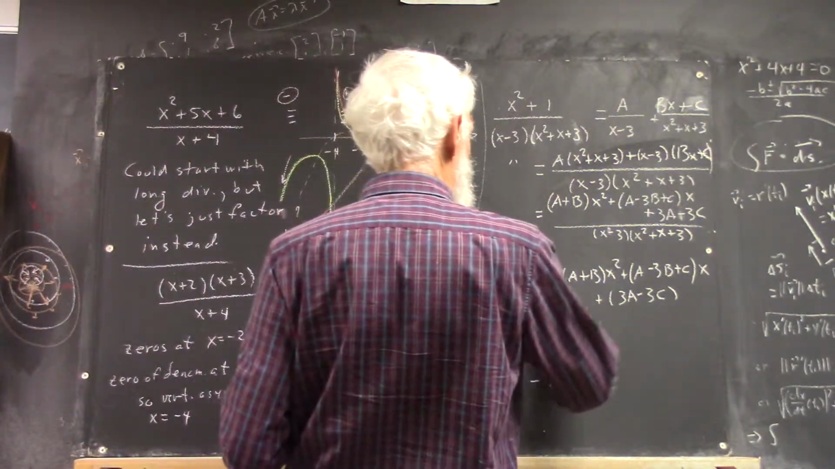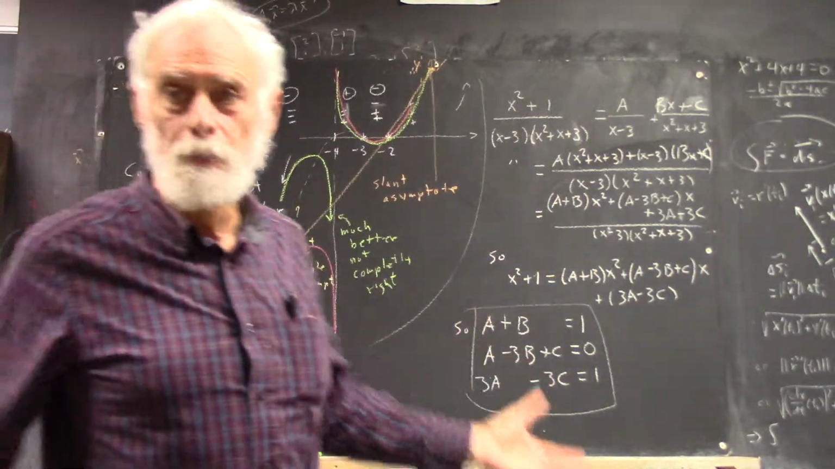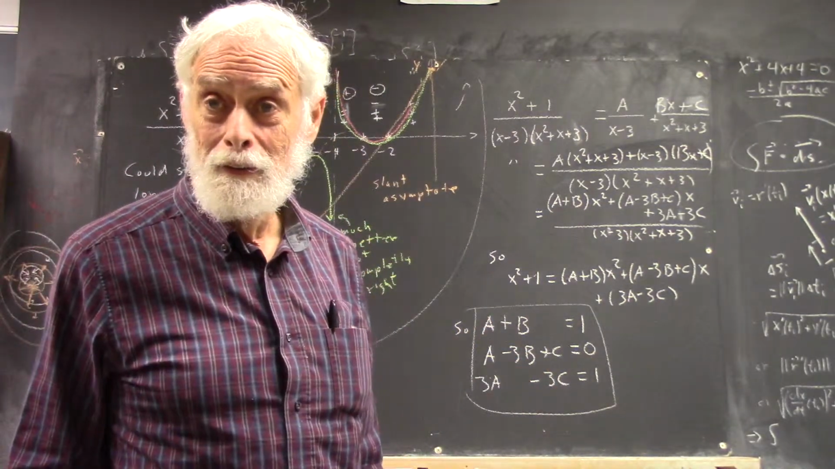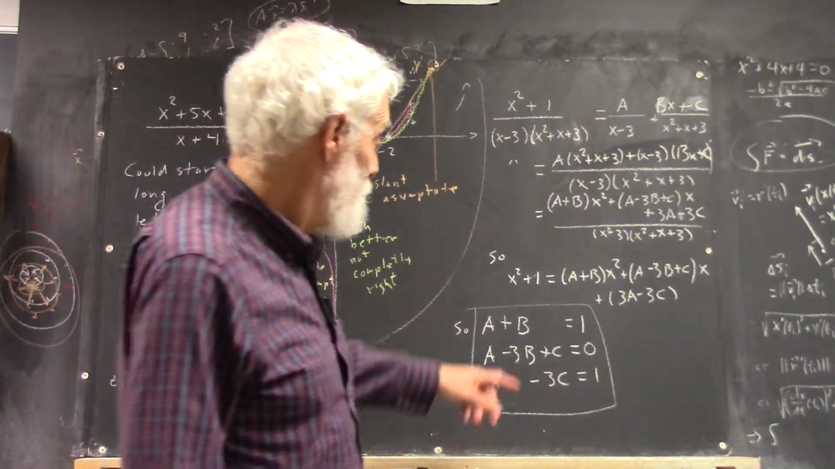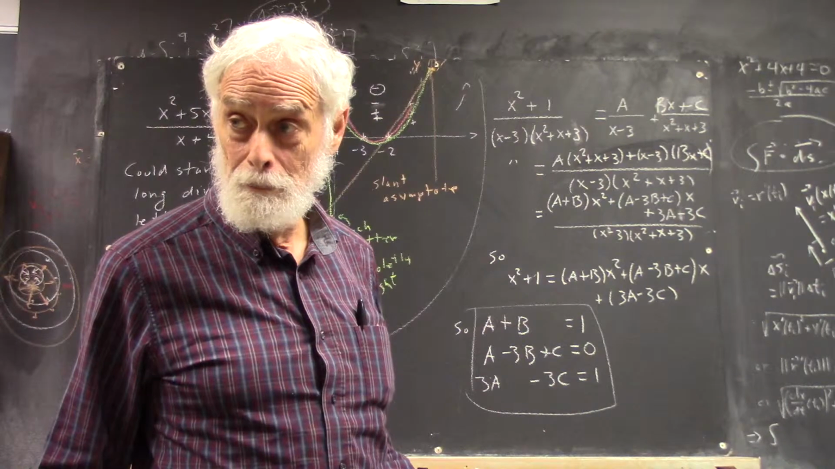Well, that looks a whole lot like a lot of systems that you've solved for the flow model, but the numbers are much, much simpler, aren't they? So it should not be difficult to figure out what A, B, and C are.